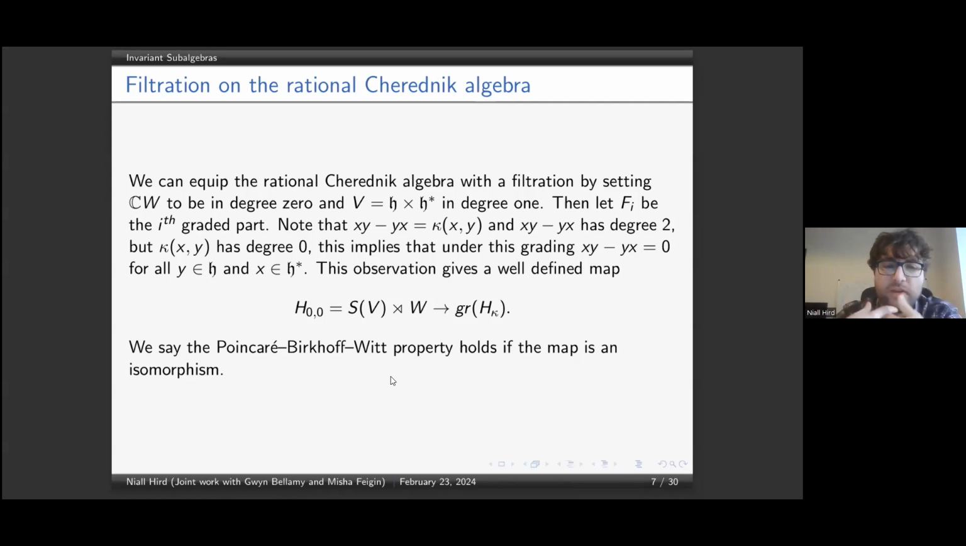So associated gradeds as algebras are often very different to the original algebra because the multiplication is often so strange, really, when you start working with it. They are always isomorphic as vector spaces. So since we've got a basis of H00, or the symmetric algebra of V semi-direct W, so if we know a basis of that, then we can get a basis of every other rational Cherednik algebra, which turns out to be an enormously useful thing to do.